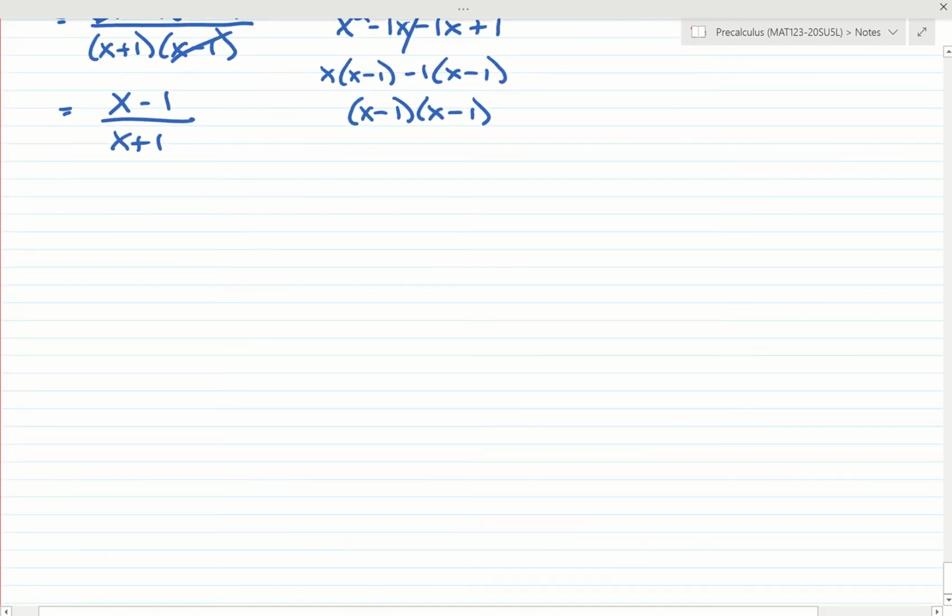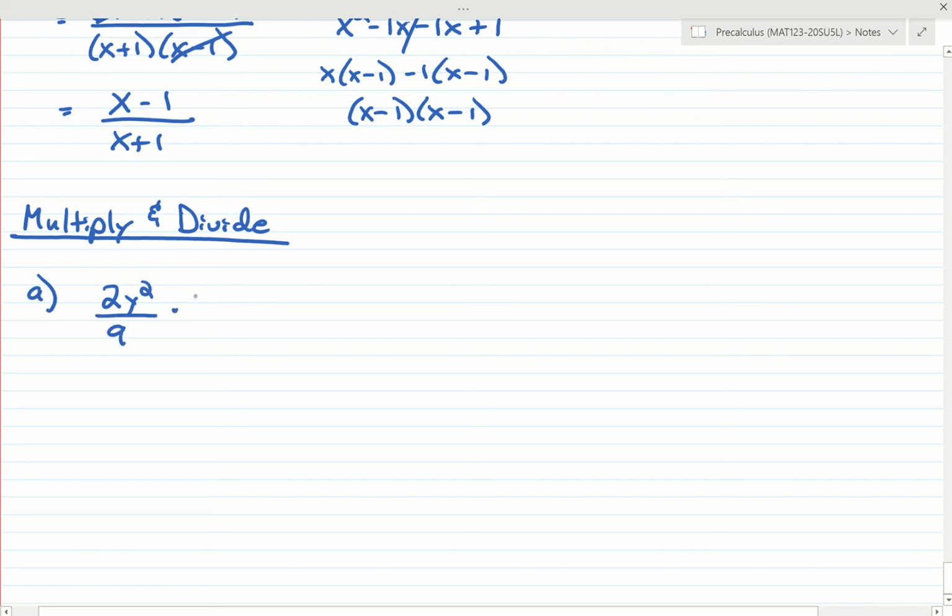A couple more things to talk about here. Next, we're going to be explaining how to multiply and divide rational expressions. In the first case, we have 2y squared over 9 times 27 over 8y to the 5th. Now generally what we could do is cross reduce, like between 9 and 27, but there's a few different ways we could do this. One thing we could do is just multiply fractions, and we do that by going straight across.